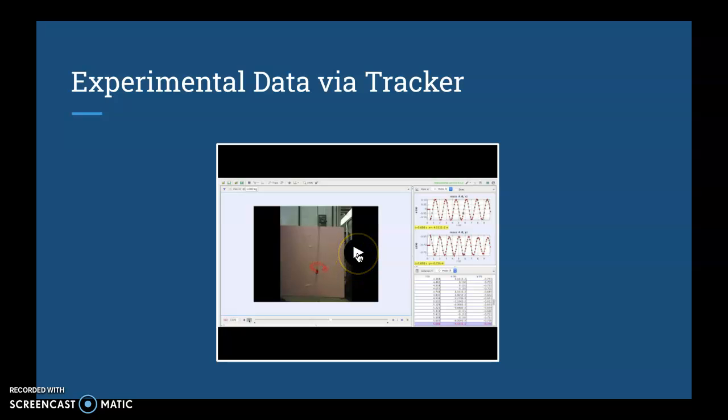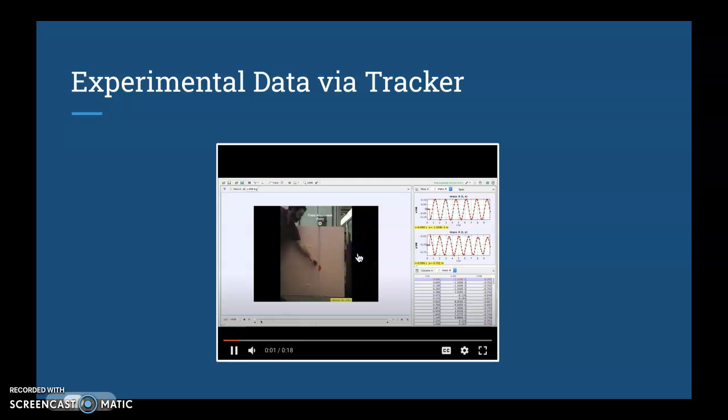In this video, you can see the experimental data that occurred via Tracker. I pointed the different centers of mass at all the different positions, and you can see the respective X and Y positions at the various different times. In the top right, you see a graph of the X position and time, with also the Y position and time.